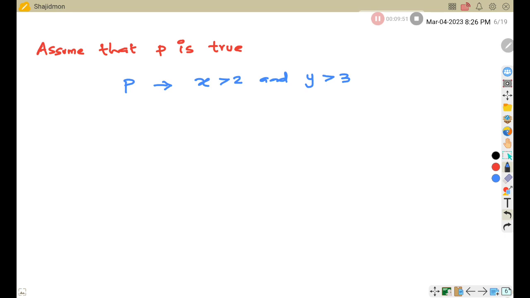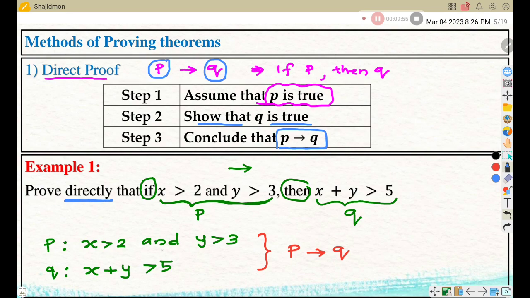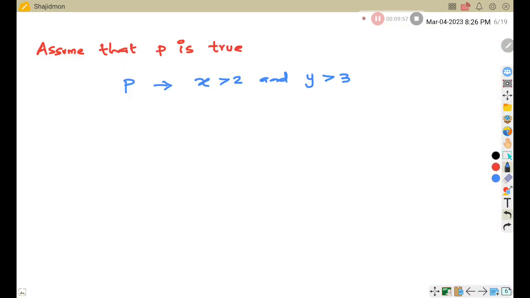This is the P statement: x greater than 2 and y greater than 3. Here we have written x greater than 2 and y greater than 3. This is a P statement. Now from here we need to prove x plus y greater than 5, correct?